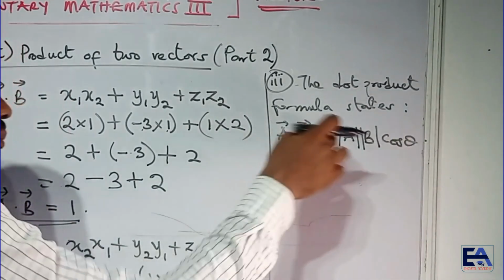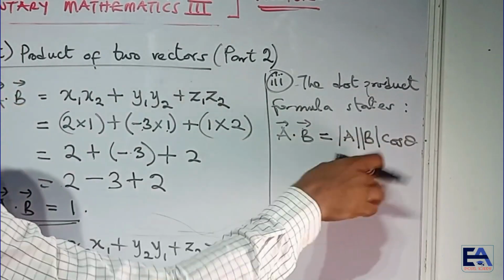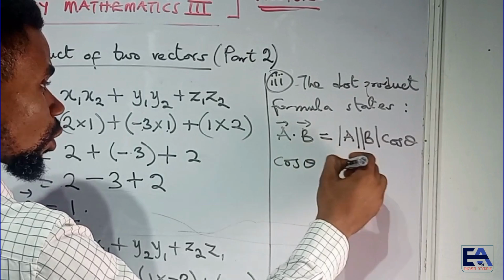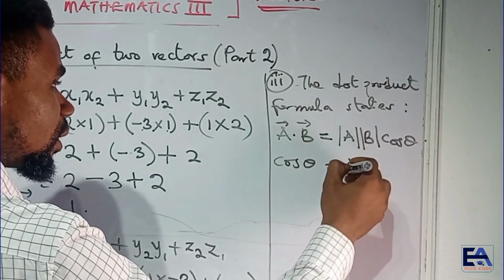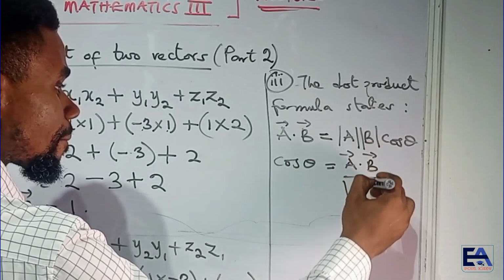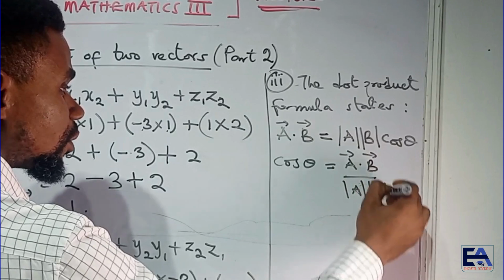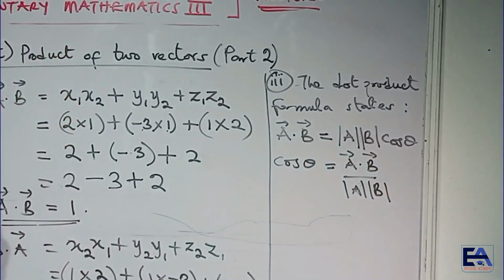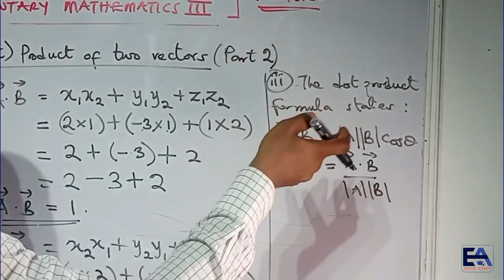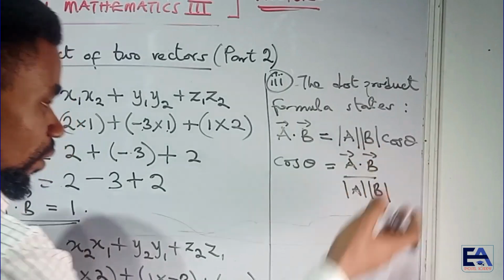So in that case, we can make theta the subject of the formula. So we say cos theta is equal to A dot B divided by the magnitude of A and divided by the magnitude of B. So we solve this part first, then we take the arc cosine of that part.